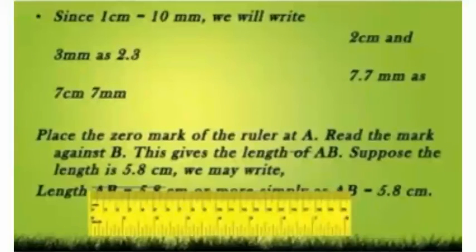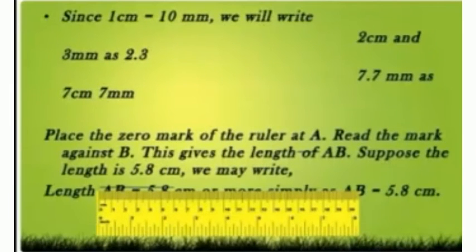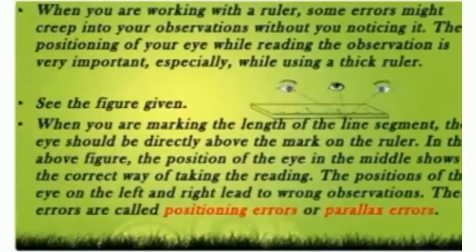Since 1 centimeter means 10 millimeter, we will write 2 centimeter 3 millimeter as 2.3 centimeter, and 7.7 centimeter as 7 centimeter 7 millimeter. Place the 0 mark of the ruler at A, and read the mark against B. This gives the length of AB. Suppose the length is 5.8 centimeter, we may write it so.